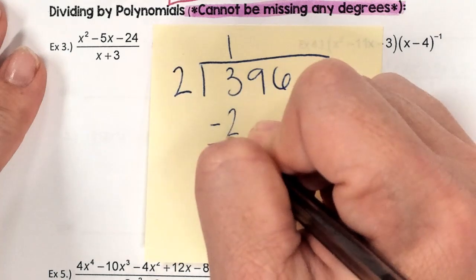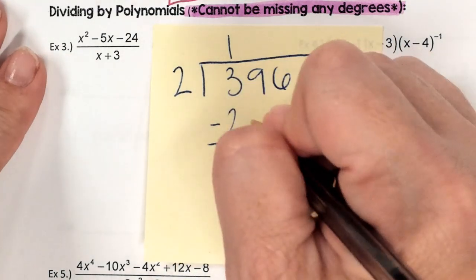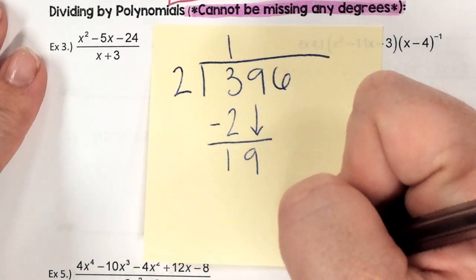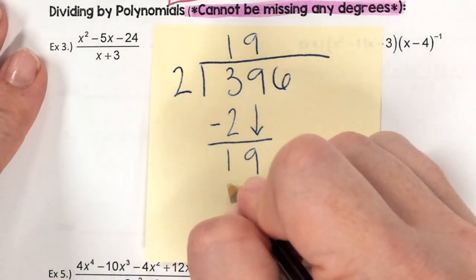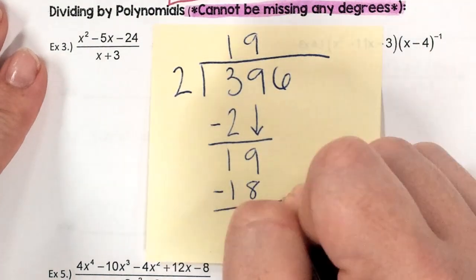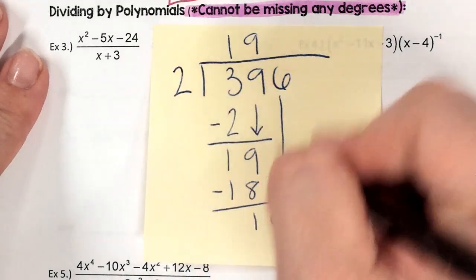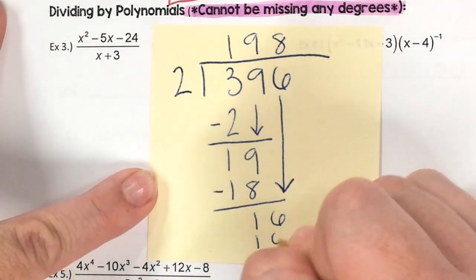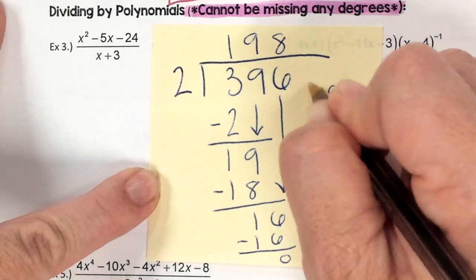Subtract and find out what we had remaining. What's 3 minus 2? 1, and then what did we do? Bring down the 9. Does 2 go into 19? Yes. How many times? 9 times. What's 9 times 2? 18. Subtract. That leaves me with 1. Bring down the next number, 6. 2 goes into 16 how many times? 8. 8 times 2 is 16. Subtract. I have a 0 remainder, so my answer is 198.